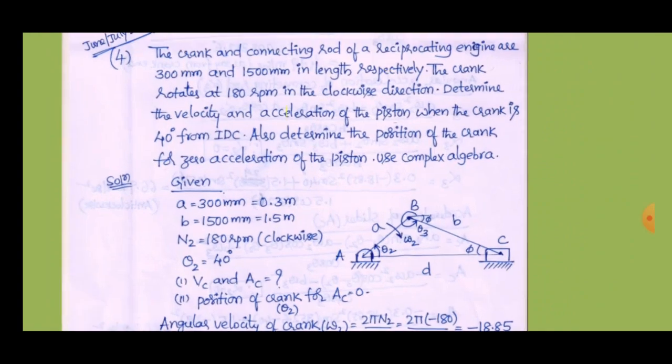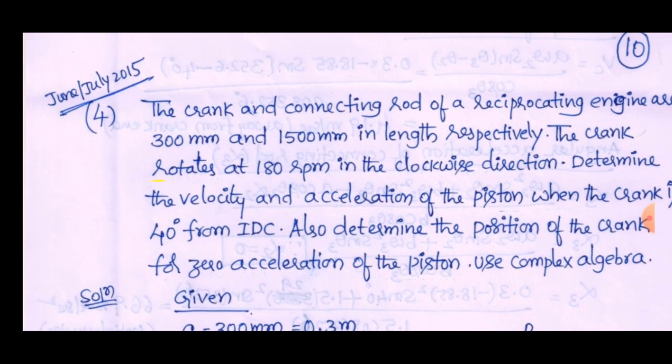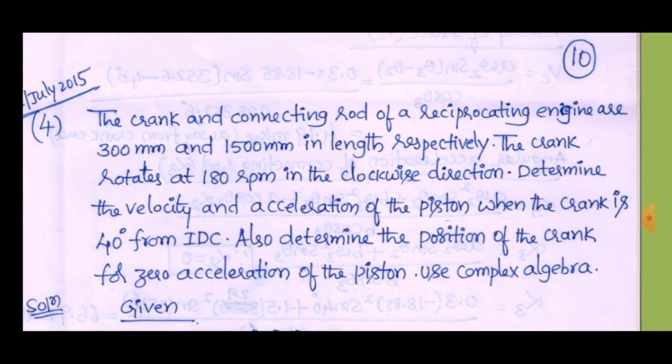Next, problem number 4. This appeared in June-July 2015. The crank and connecting rod of a reciprocating engine are 300 mm and 1500 mm in length respectively. The crank rotates at 180 rpm in the clockwise direction. Determine the velocity and acceleration of piston when the crank is 40 degrees from inner dead center. Also determine the position of the crank for zero acceleration of the piston.